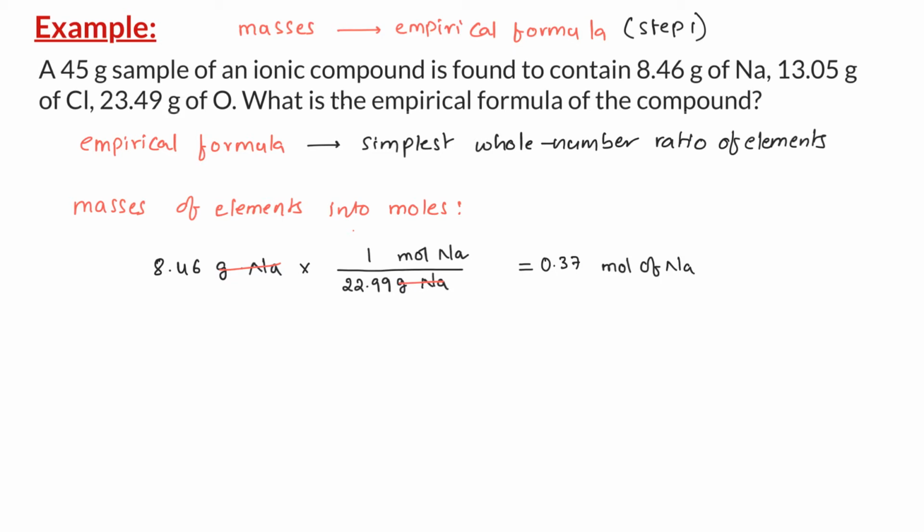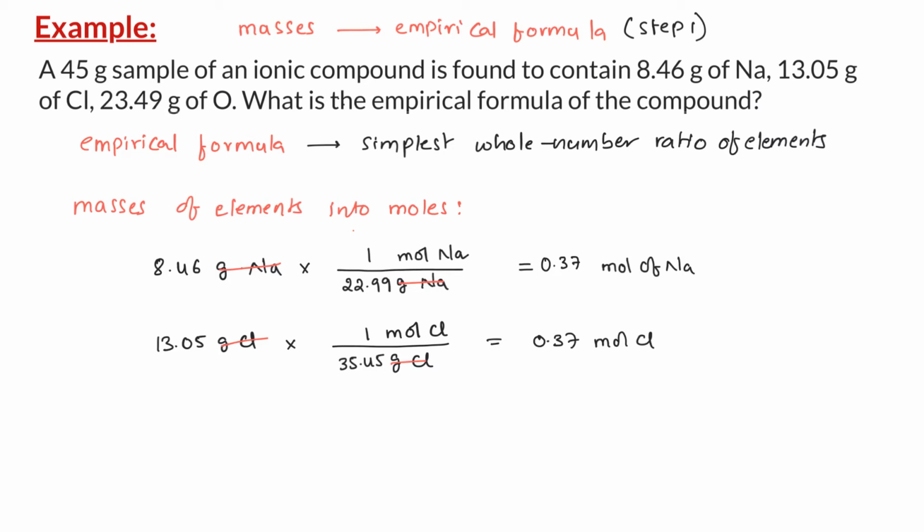Next, we do chlorine. We start with 13.05 grams of chlorine and we multiply this with a conversion factor which has grams of chlorine in the denominator and moles of chlorine in the numerator. And the conversion factor is 1 mole of chlorine for 35.45 grams of chlorine. The grams of chlorine gets cancelled and we get 0.37 moles of chlorine.